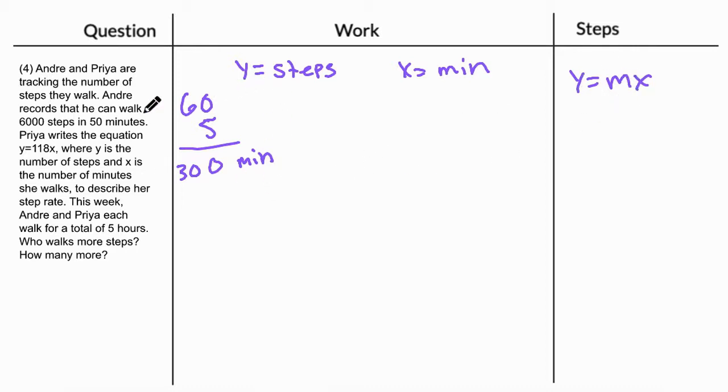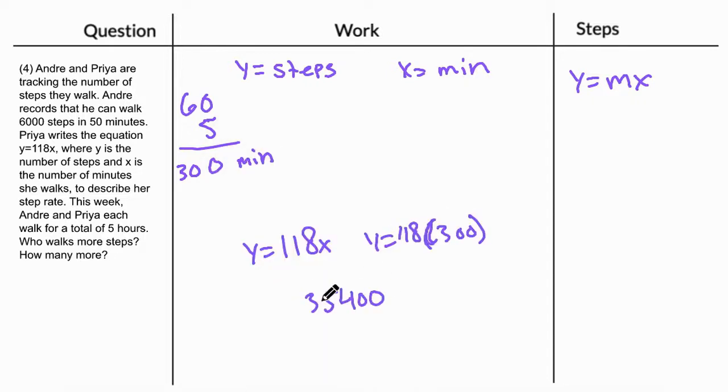We know that in the equation for Priya, it's y equals 118x. We know that the number of minutes she's going to walk is 300. So if we do 118 times 300, we end up getting 35,400.